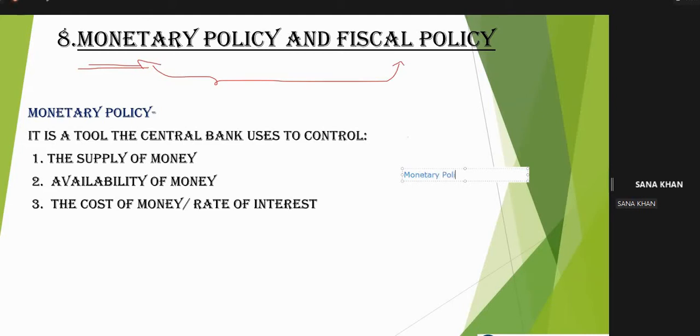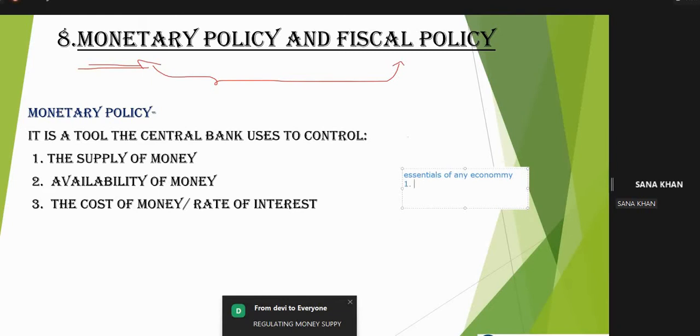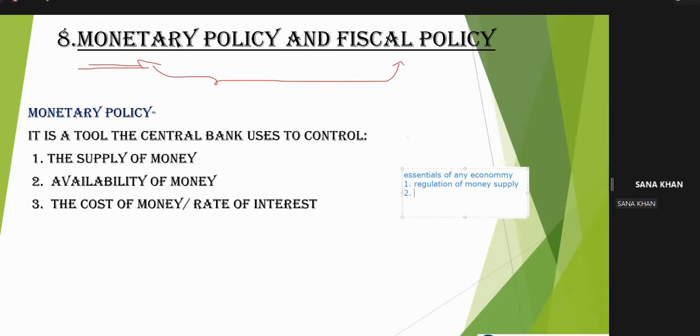Monetary policy concentrates on, see here, we have four essentials of any economy. First one is regulation of money supply. They should have regulation on money supply so that there is neither excess nor deficit money supply. Second, stability of price level. If the price increases, what happens? Inflation will start. So stability should be maintained in the price levels. Immediately when there is a danger of increasing commodity prices, they should take steps to maintain stability.